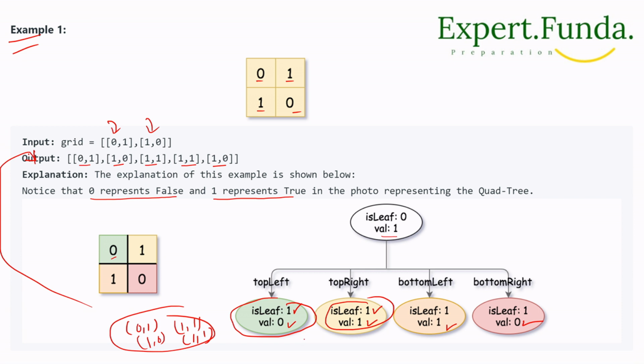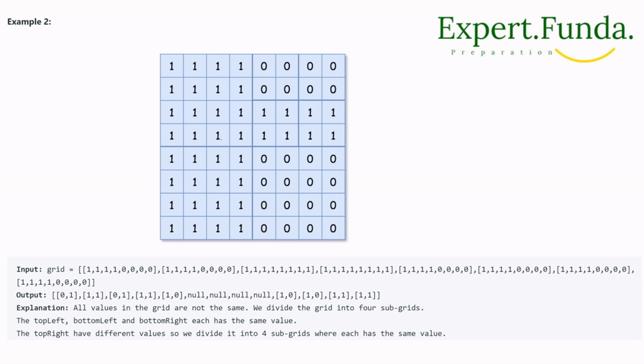So let's understand the next example. Example 2 is given, and it is very big. This is the input grid we have, and we are getting this output grid. It says that all values in the grid are not the same, and we divide the grid into 4 subgrids. So how will we do that?